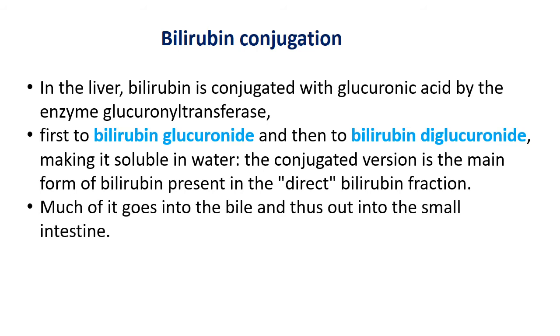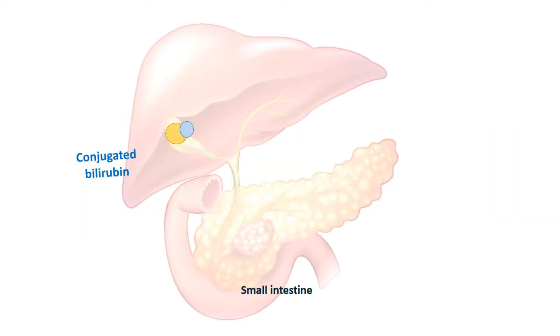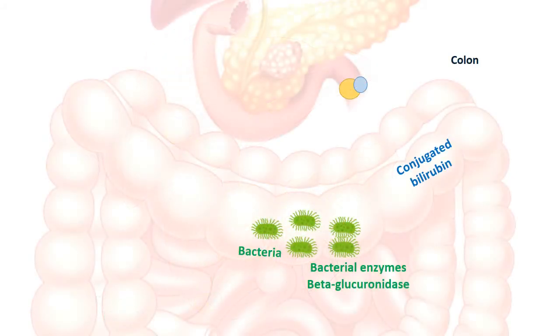The conjugated version is the main form of bilirubin present in the direct bilirubin fraction. Much of it goes into the bile and thus out into the small intestine. Conjugated bilirubin is found in bile, which accumulates in the gallbladder. Bile enters the small intestine during food intake. Further, the next stage of the conversion of bilirubin begins in the large intestine.